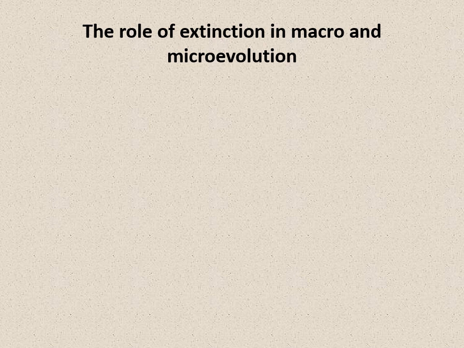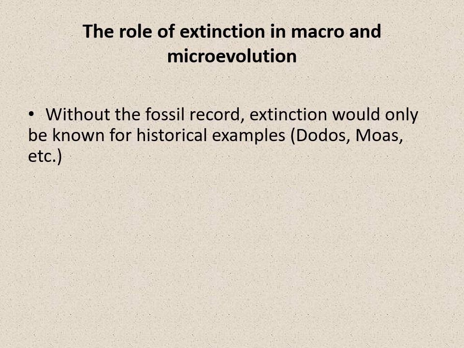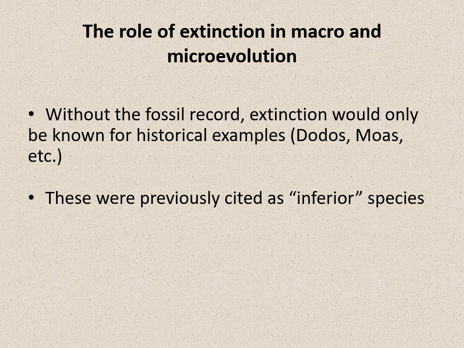So what about the role of extinction in macroevolution versus microevolution? If we didn't have a fossil record, we would only know extinction from historical examples like moas, dodos, the thylacine, passenger pigeons, and Carolina parakeets, things that have gone extinct in human history. And when we actually think about how we refer to dodos and moas and thylacines, they're commonly talked about as inferior species. In fact, even the word dinosaur is sometimes used as an analogy of something that is old, outdated, and needs to go extinct.